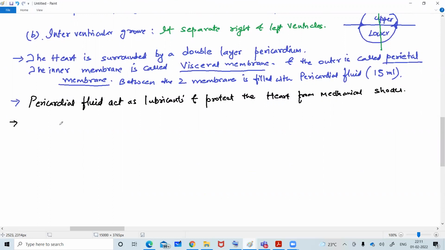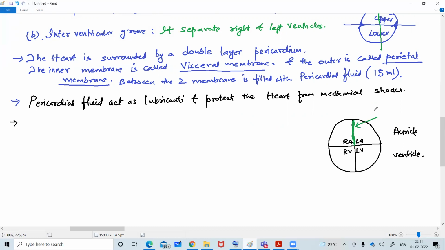Now the question is how the auricles are separated. Suppose this is the heart. This is the four-chambered heart. This is the right auricle, this is the left auricle, this is the right ventricle, this is the left ventricle. So the upper part is the auricle and the lower part is called the ventricle. The auricles are receiving compartments, and the right and left auricles are separated by this particular layer. Let me color this one with green. This separation, separating the right and left auricle, is called the interauricular septum.